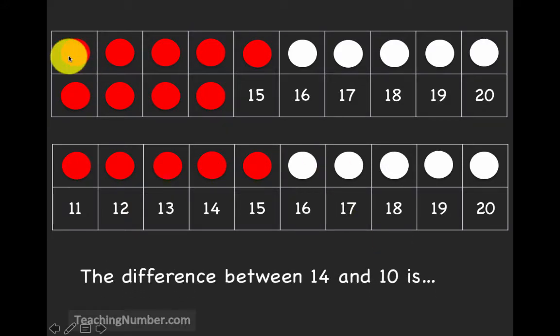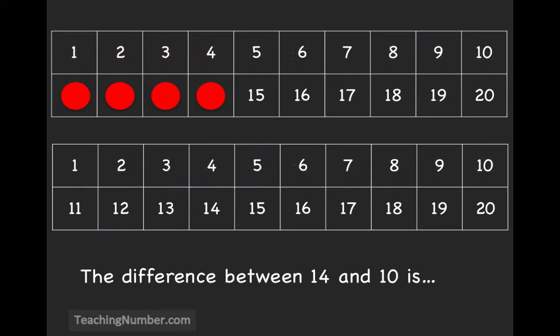In this example, we are looking for the difference between 14 and 10. Now, we have 10 in both the top and the bottom MathRack number grids. So those are the same, and we can remove them. We can see that the difference between 14 and 10 is the same as the difference between 4 and 0 when we take out the tens.